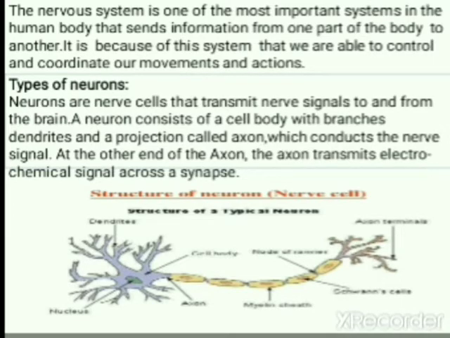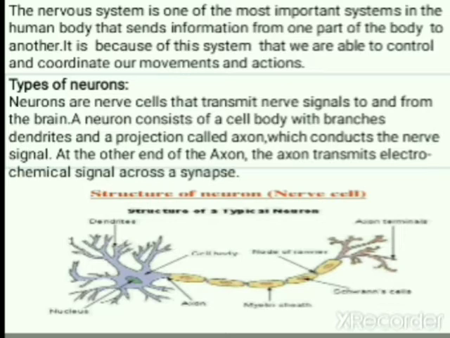This is the reason why this system is able to do what we human beings naturally do. For example, blinking of the eye, the pumping of the heart and the lungs, even raising our hands and waving our palms. All of these simple actions are done with the help of the nervous system.